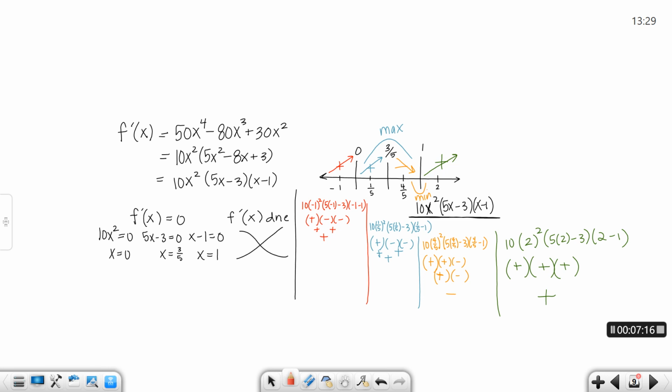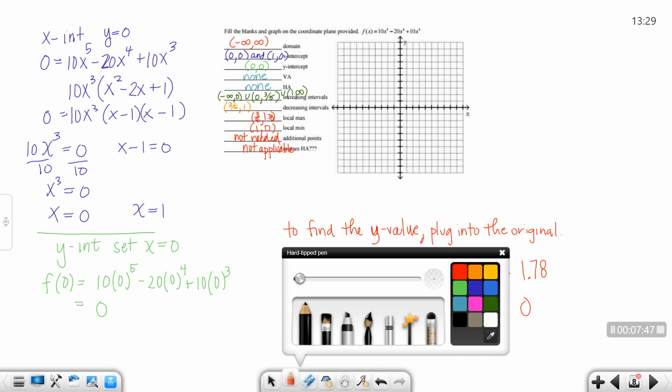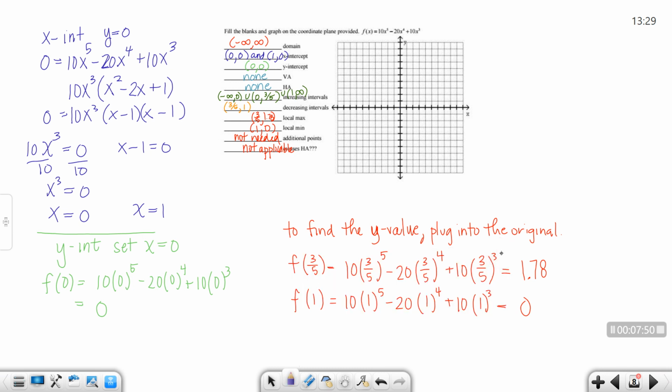Okay, so in these increasing, decreasing areas, you'll see that we went from positive to negative right at 3/5, so that made that one a max. And we went from negative to positive right at 1, so that one made it a min. So I put my intervals of increasing in green, my intervals of decreasing in orange, and I found my local max, which was at 3/5. To find the y value, I plugged into the original, and I don't need additional points, or it doesn't cross an asymptote since there's not one. So all I have to do is go on my graph and put my points. So I have 0, 0, and I have 1, 0.